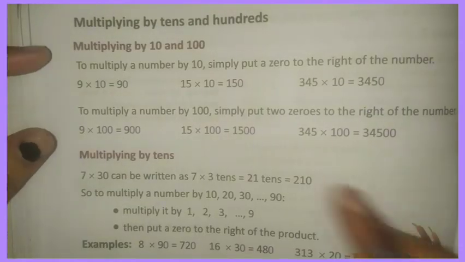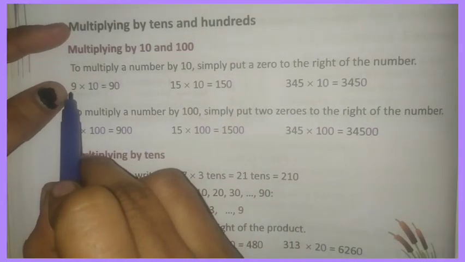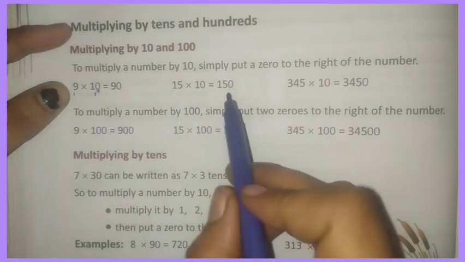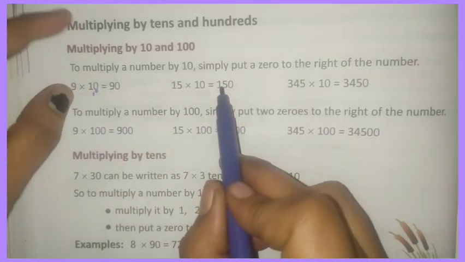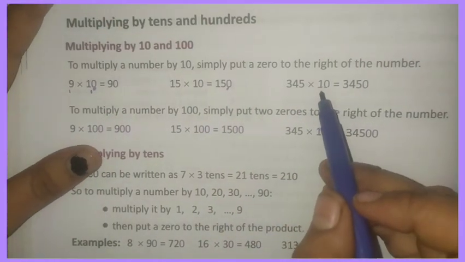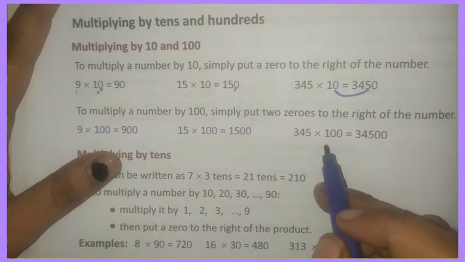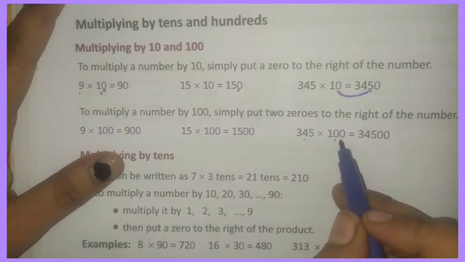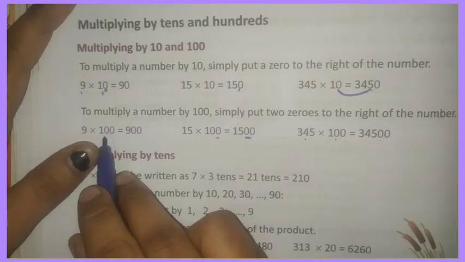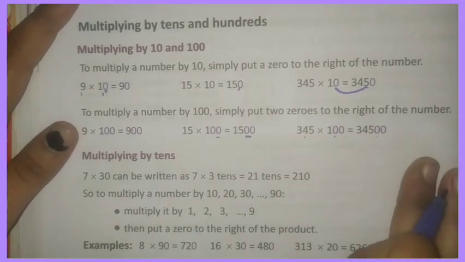Multiplying by 10 and 100 is very easy. We can directly look here. 9 into 10. We are keeping 0 as it is. 9 ones are 9. 15 into 10. 15 will be written as it is and 0 will be written here. 345 into 10 means 345 will be written directly and this 0 is written here. If it is 345 into 100, for 100 we are having 2 zeros, so we will keep here 2 zeros.